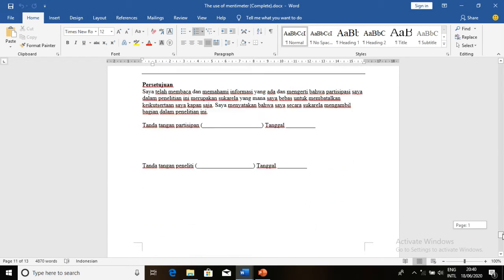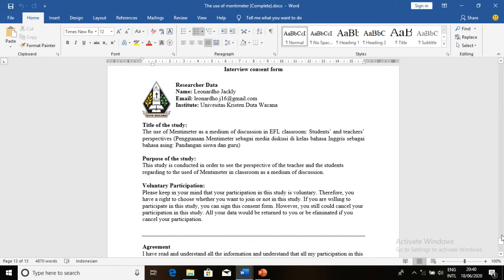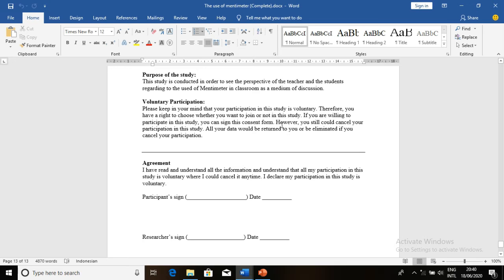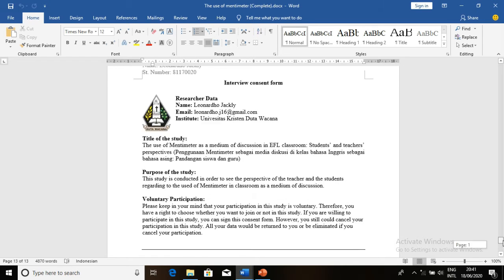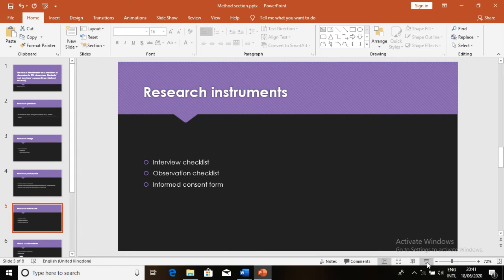Here I have the informed consent form. In my informed consent form, I include my data, which consists of my name, email, and institute, the title of the study, the purpose of the study, and also the consent statement itself and the participant's signature. This informed consent form is for the interview. Okay, let's continue.